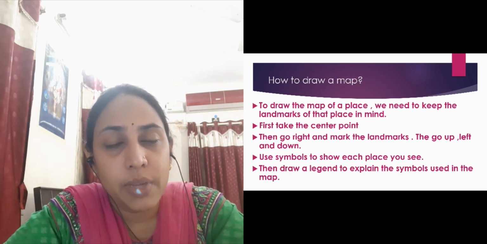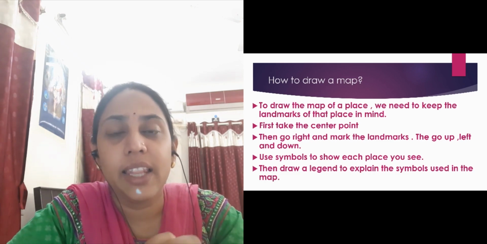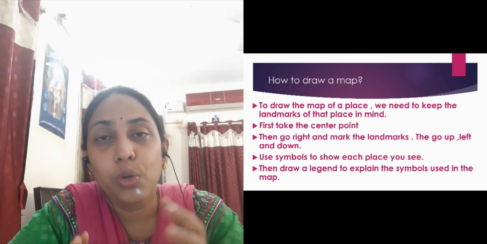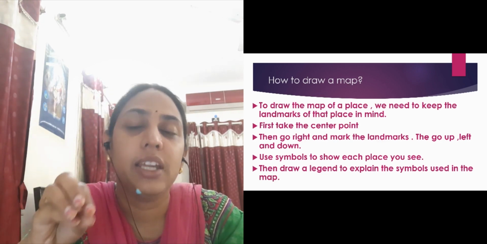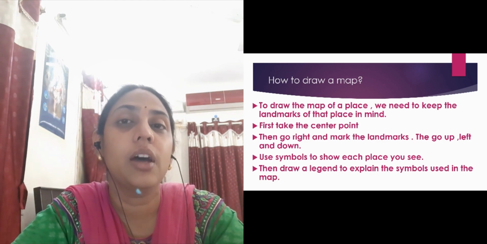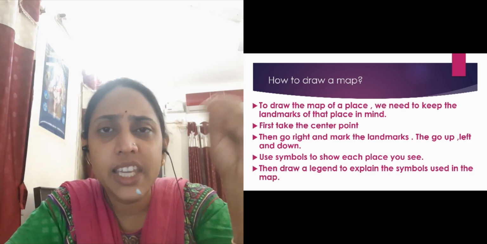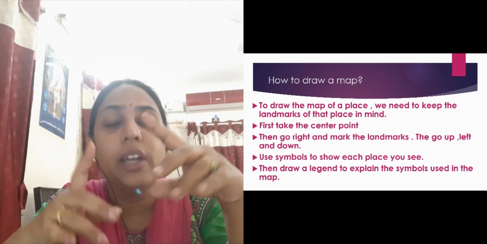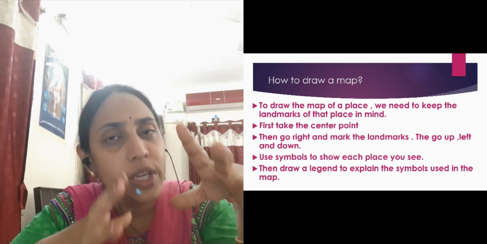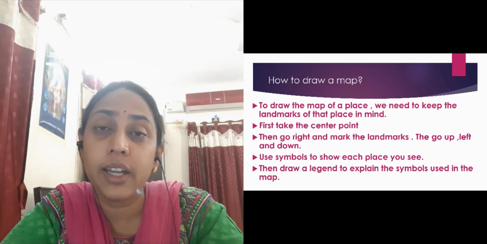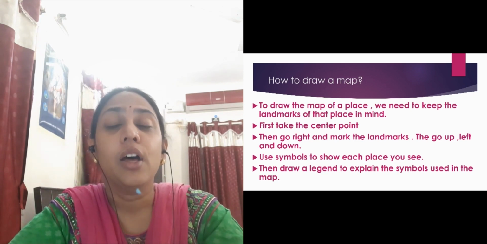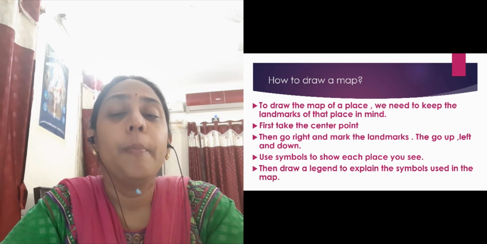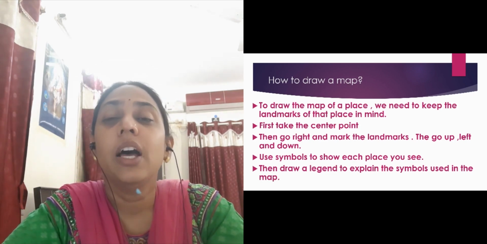Now, to draw the map of a particular place, we need to keep in mind the landmarks, that is, the important places in that area. Is there any big shop in that area? Is there any signal? Is there any particular hoarding? Is there any temple? These are some of the landmarks that make it easy to recognize the place. We should keep all these things in mind.